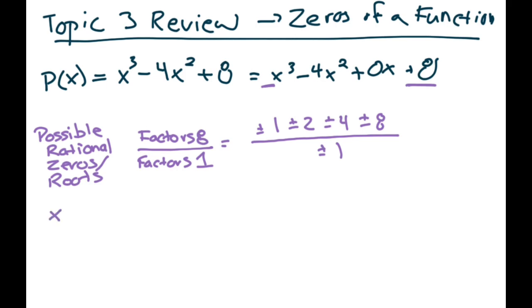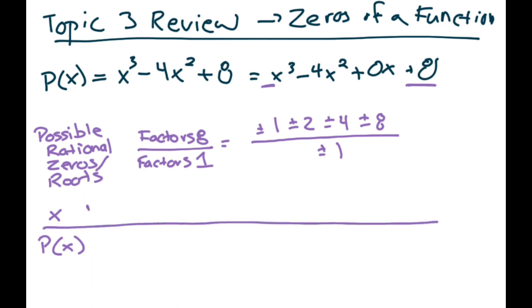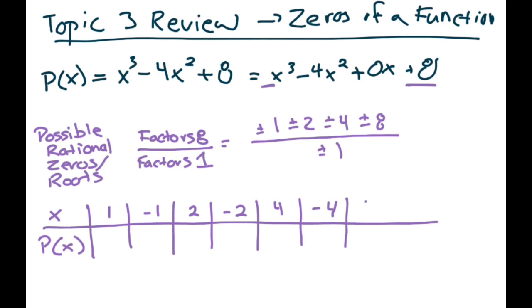And this is where we kind of made our table. So 1 divided by 1 is 1, and the negative version. 2 divided by 1 is 2, and the negative version. 4 and negative 4. 8 and negative 8.